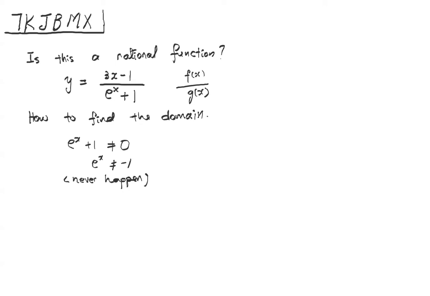So therefore, in this case, is there a vertical asymptote? No, because for this case there is no constraint for the domain. So the domain for this case will be x is a member of the real numbers. That's it. So conclusion, there isn't a vertical asymptote.